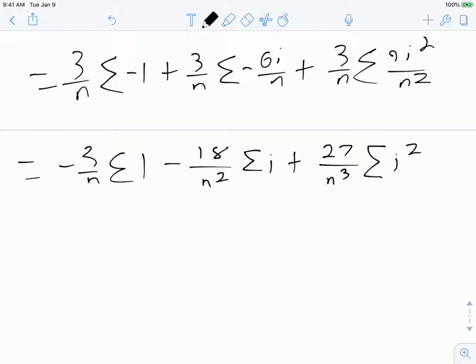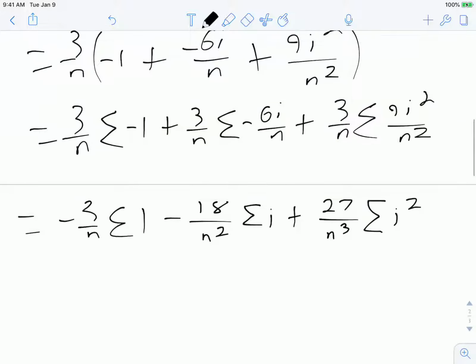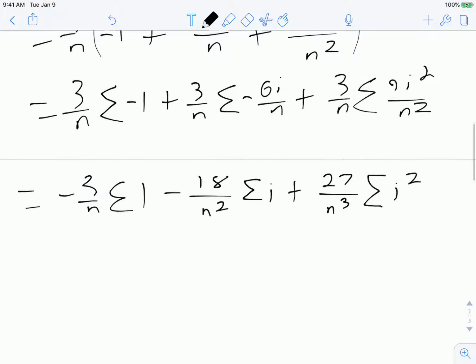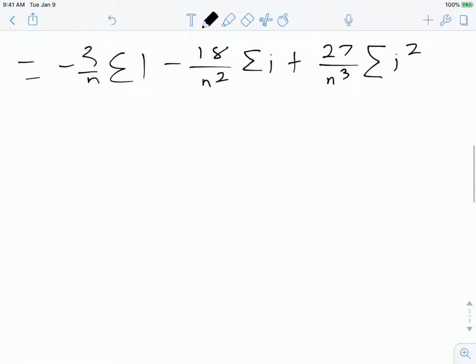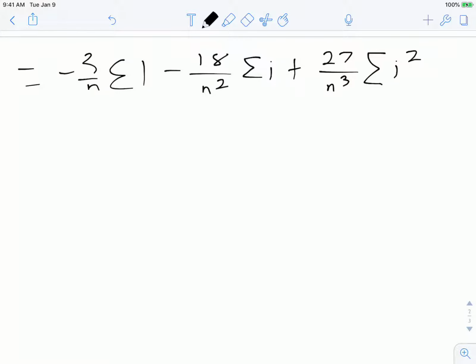times the sum of i squared. Just looking at my notes, when I did this problem before, it shows you that you can do these a couple different ways. When I did the problem the other day, I waited to distribute the 3 over n until the very end. So you do have a lot of options. It really doesn't matter if you distribute it through or keep it outside until the end. I'm actually not sure what the answer key did. I don't remember.